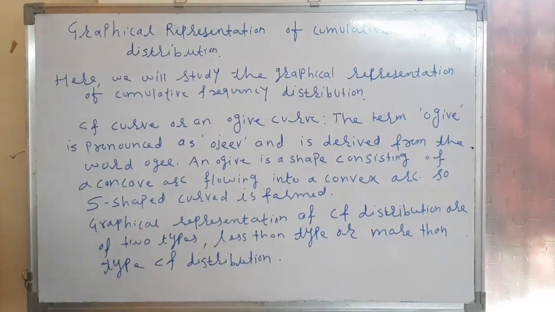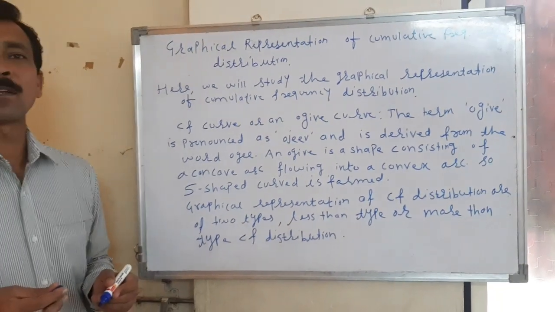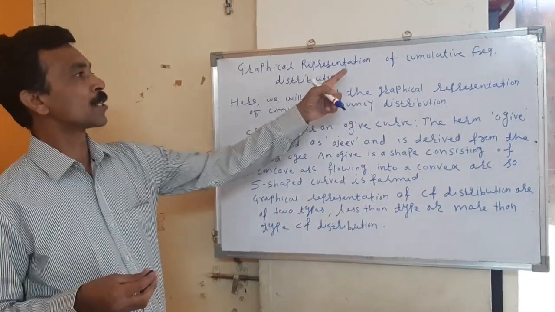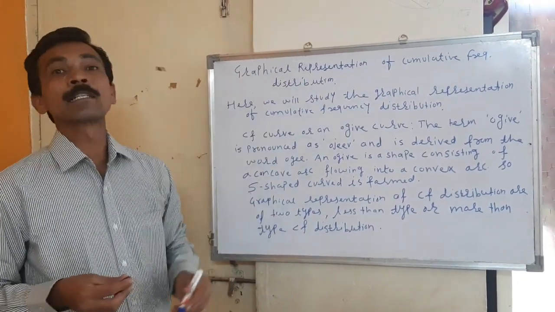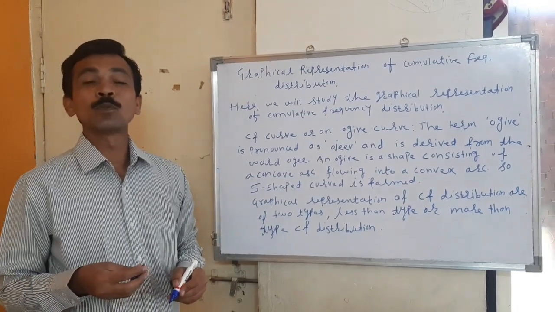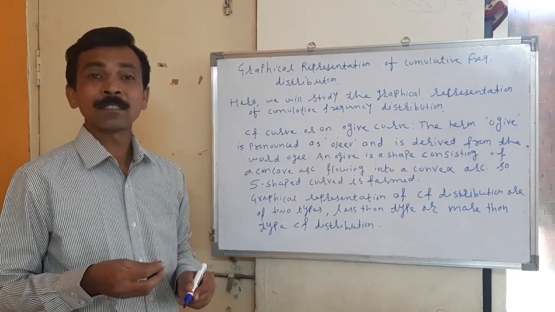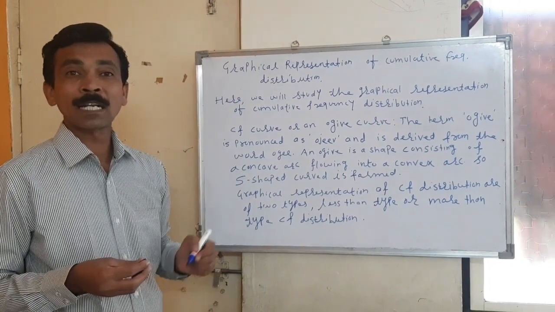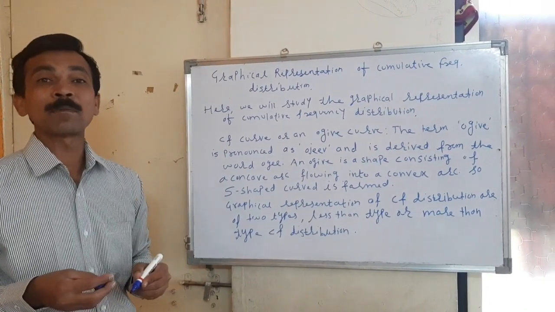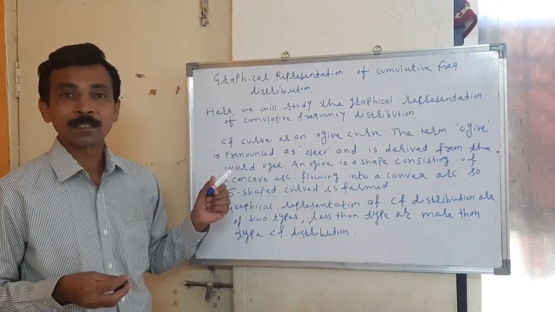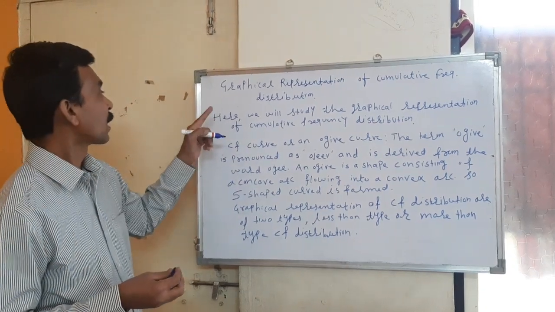Good morning, friends. Today we'll see the last part of the topic statistics, graphical representation of cumulative frequency distribution. Means we have to draw the graphs. But the graphs which you have studied in 9th standard are not these graphs. These are different graphs, which we call ogives. We'll see which are those two graphs.